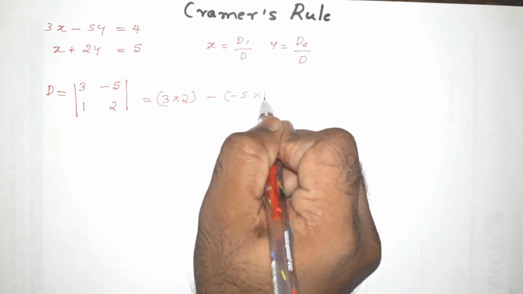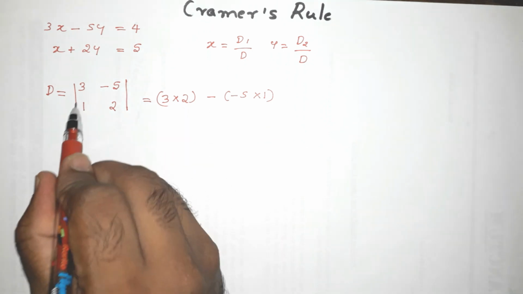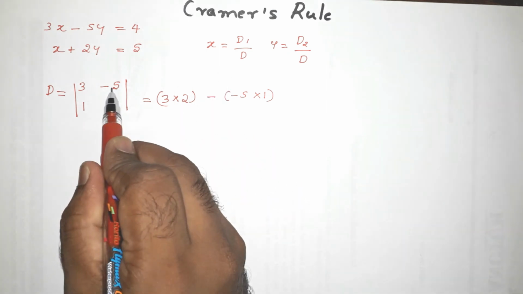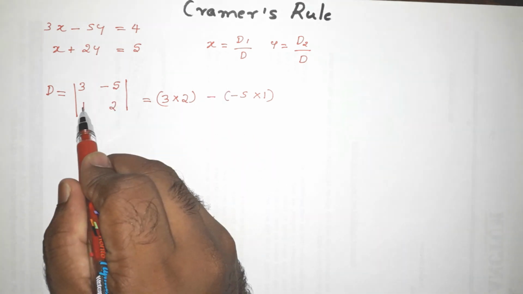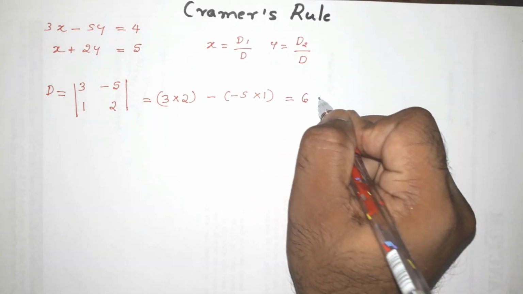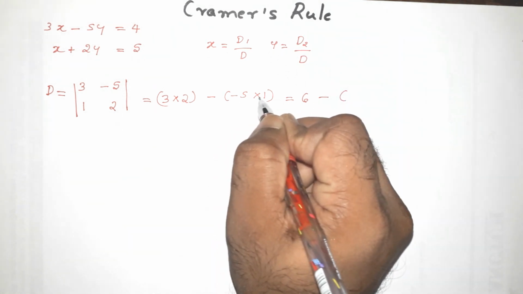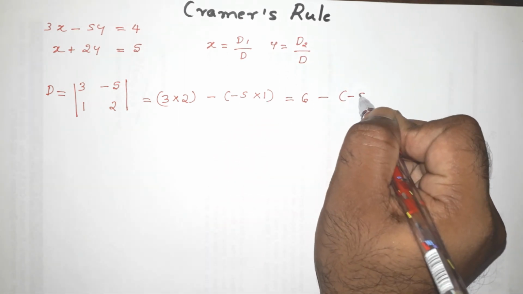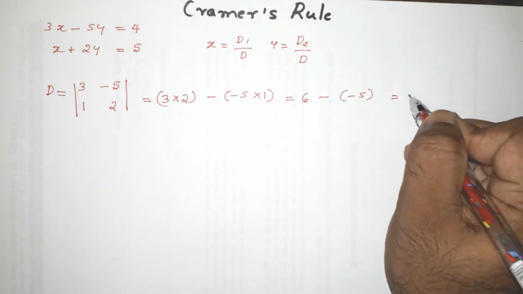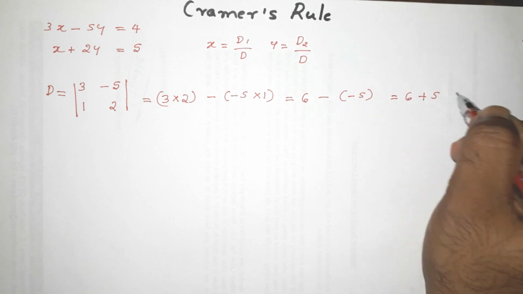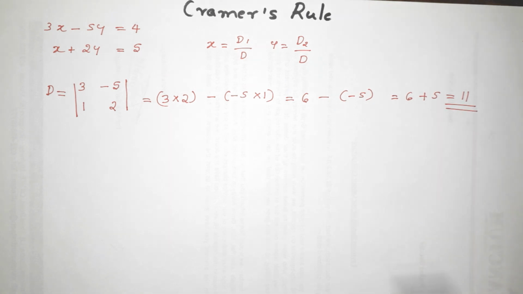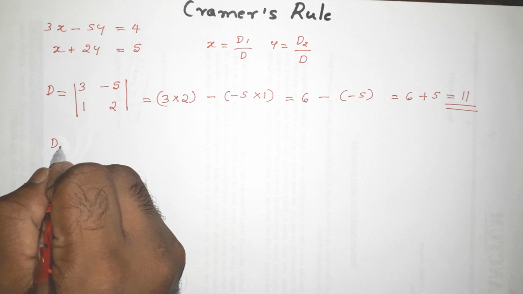Again I will show you: 3 into 2, cross multiplying, minus, according to the rule we have to deduct minus 5 into 1. So 3 into 2 is 6, minus 5 into 1, which is nothing but minus 5. So minus into minus is plus: 6 plus 5 is equal to 11. This is delta. Now delta 1.